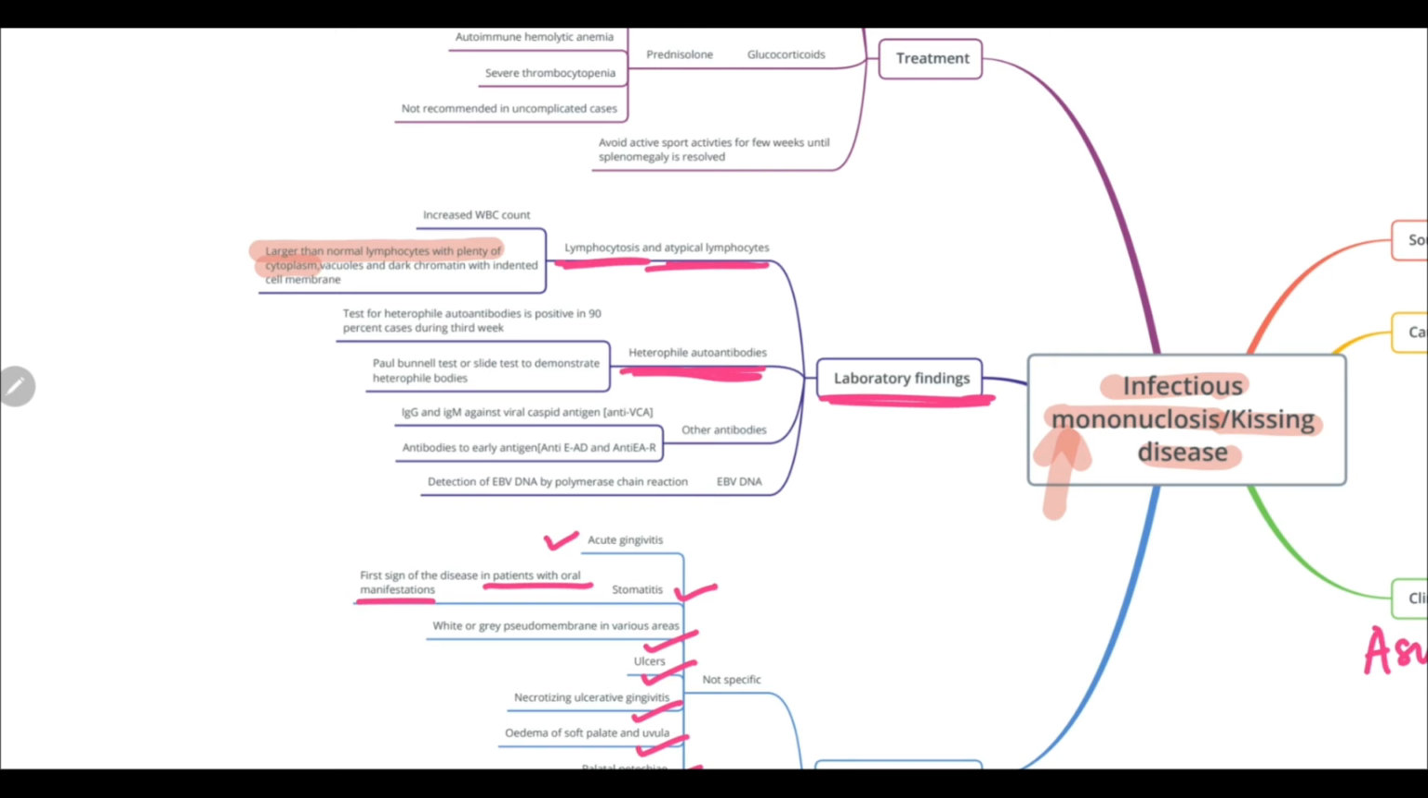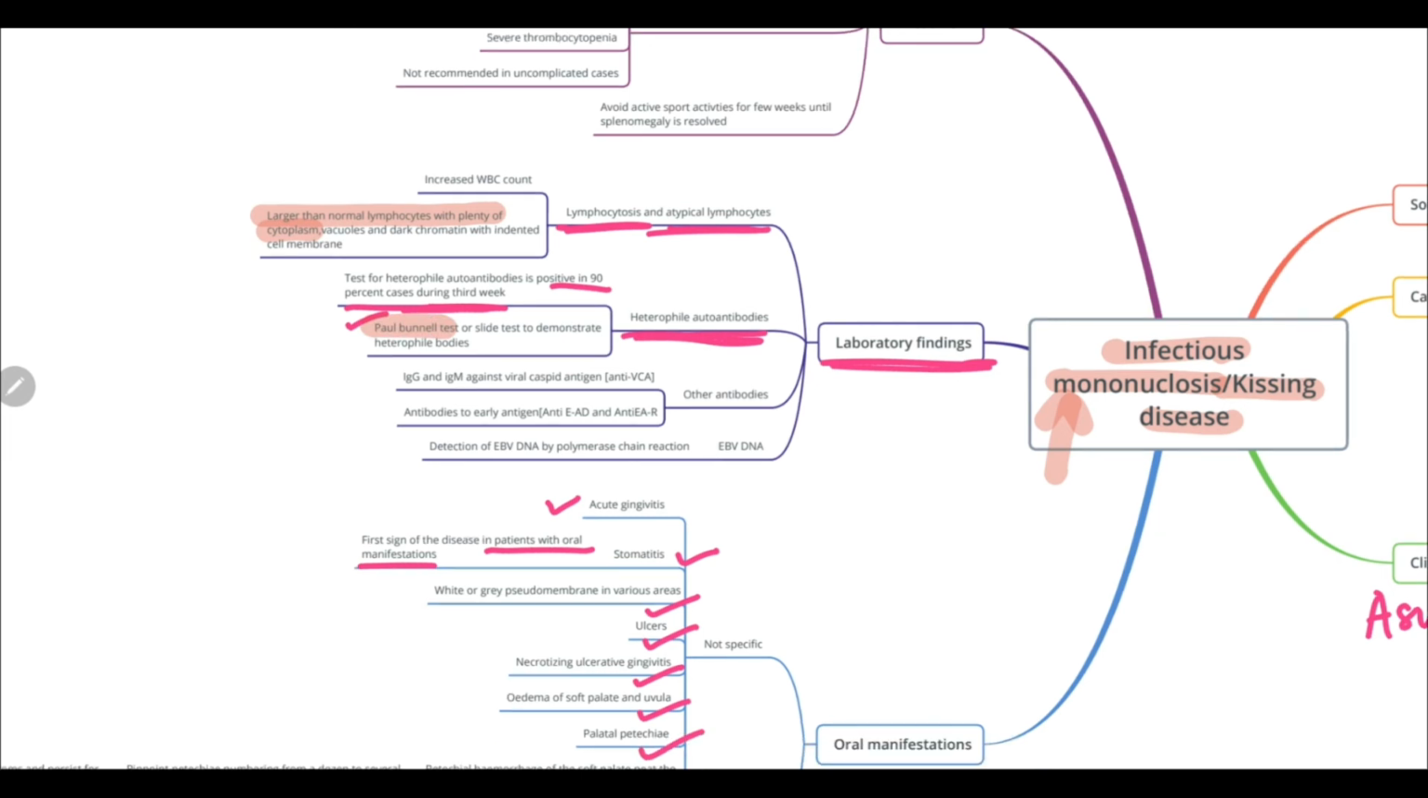Now there's a frequent MCQ that comes from this topic. They would ask you which test is used for detection of infectious mononucleosis. So you have to say the Paul-Bunnell test. That is because we see heterophile autoantibodies which are present in this disease. The test for heterophile autoantibodies is positive in 90% of the cases during the 3rd week, and the test that is used is the Paul-Bunnell test, which is used for detecting these heterophile autoantibodies.